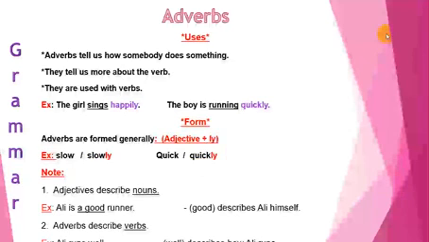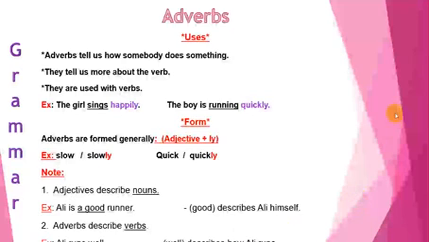Okay, somebody will ask me, I want to remember what adjectives are. Adjectives are what? Adjectives describe nouns. Like, for example, Ali is a good runner. Here, good describes Ali himself. It describes a noun. What about adverbs? Adverbs describe verbs. Like, Ali runs well. Well is an adverb for good. Okay, so well actually describes how Ali runs.